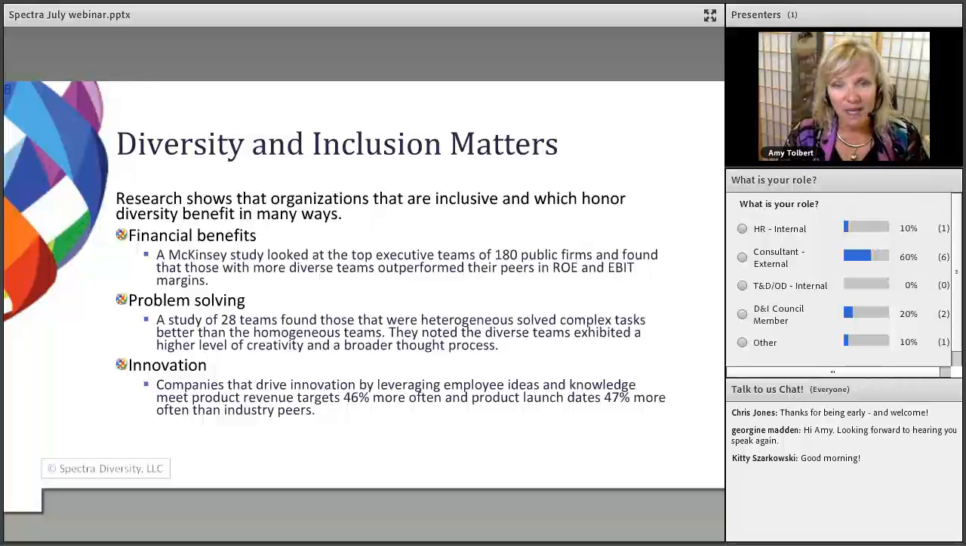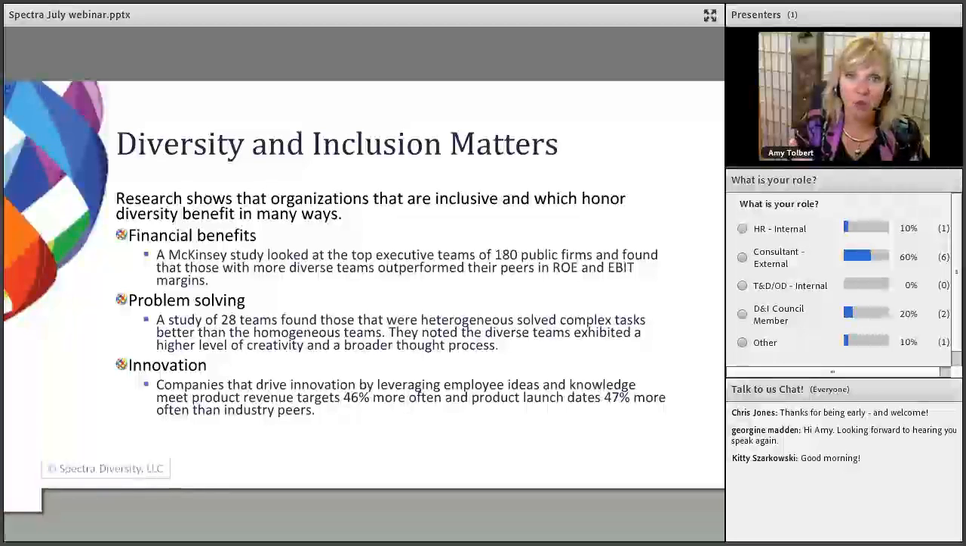Goody, Kunst and Hammer were big in the 70s and 80s with a lot of their research. But more recently, in terms of financial benefits, we've got a McKinsey study that looked at top executive teams in 180 different public firms and found that the more diverse teams actually outperformed on very strategic and stringent measures. We know in problem solving, a study of about 28 teams found that heterogeneous teams versus homogeneous ones were more able to be creative in their measures and actually have a broader thought process.